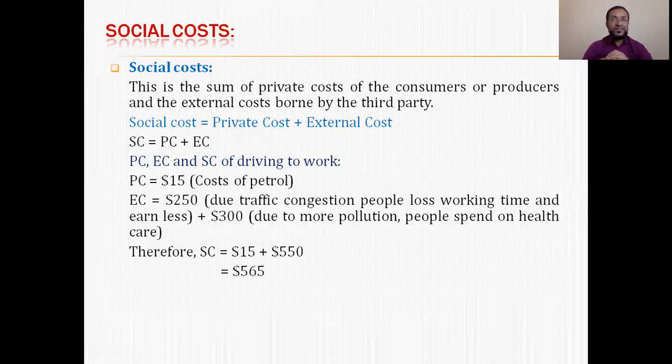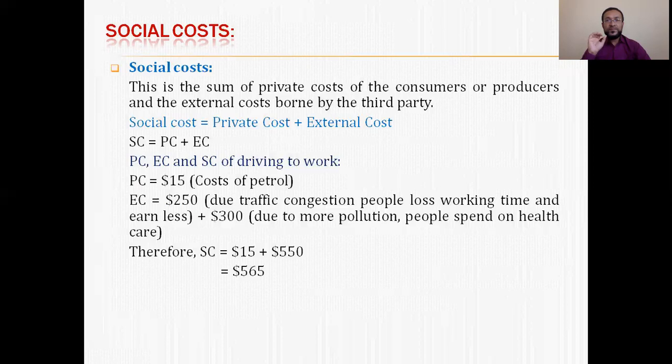So here, private cost, external cost, and social cost of driving to work. If somebody uses his car to go to his work, then how will it create private cost, external cost, and social cost? So when somebody is using his private car for going to his office, his private cost is, say, $15 for his fuel or purchasing petrol. All right. So this is his private cost. Since people are using cars, it will create traffic congestion on the road. So it will kill the working time of the people. So people will be able to work less and their income will fall. So the fall in income we are assuming here is $250.